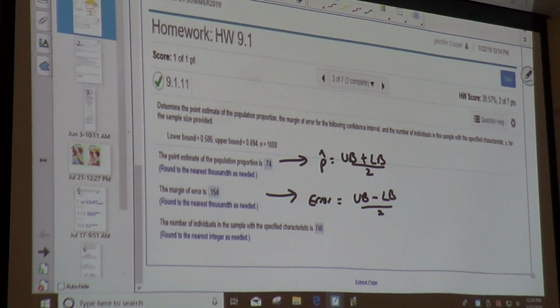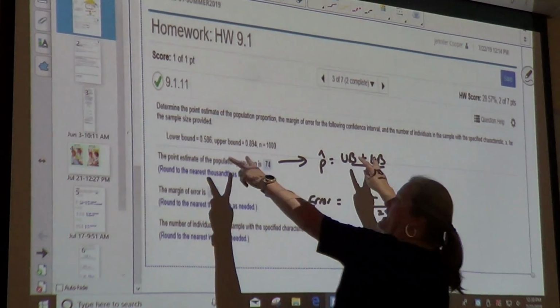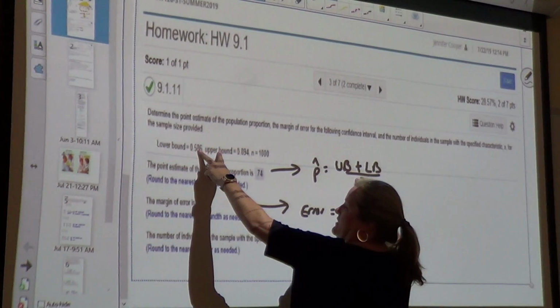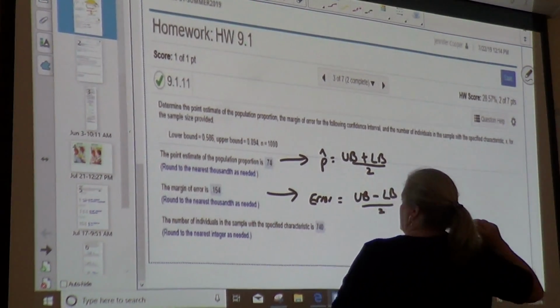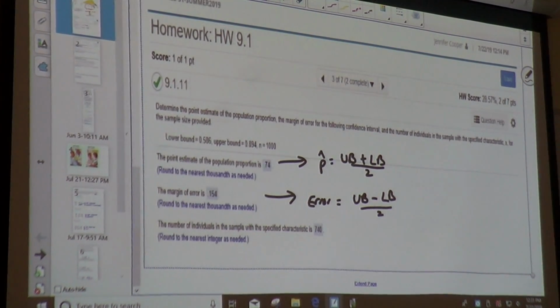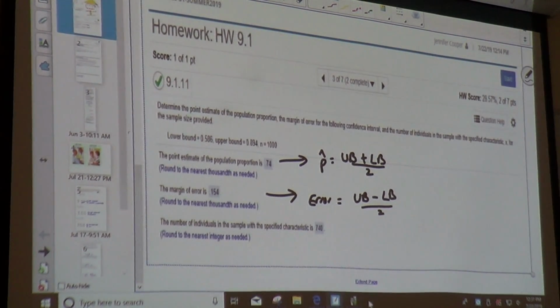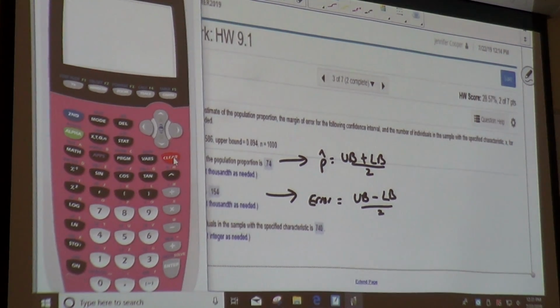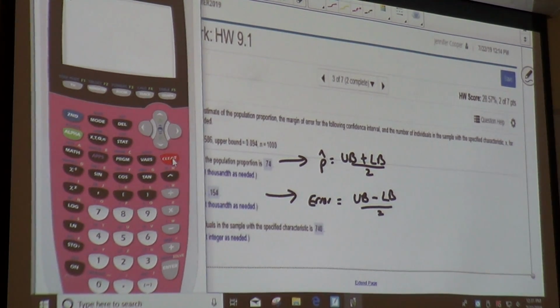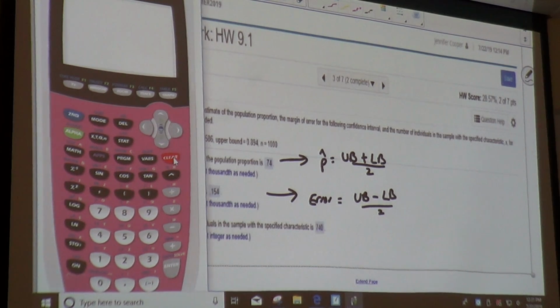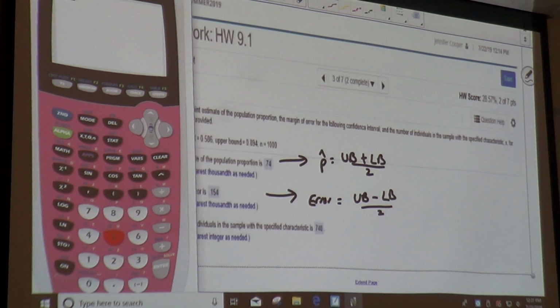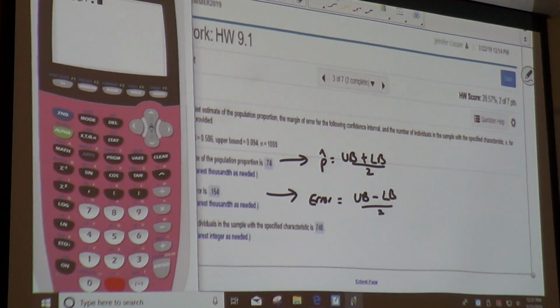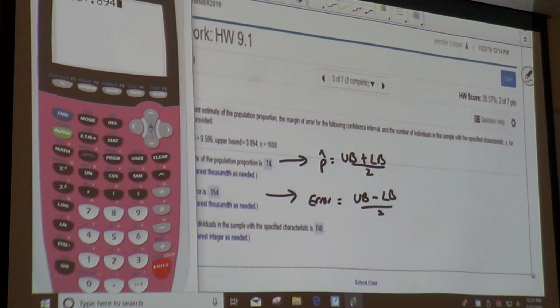So to get your point estimate, if you don't have your x and your n, you're going to add your upper and your lower bound and cut it in half. And then to get your margin of error, you do your upper bound minus your lower bound. And it's always the bigger number first when you're subtracting. So just to show you what I did, and I know we did one of these because Austin divided by 2 the wrong way. I don't know why I remember that. So it's 0.586 plus 0.894. Get your answer and then divide it by 2.